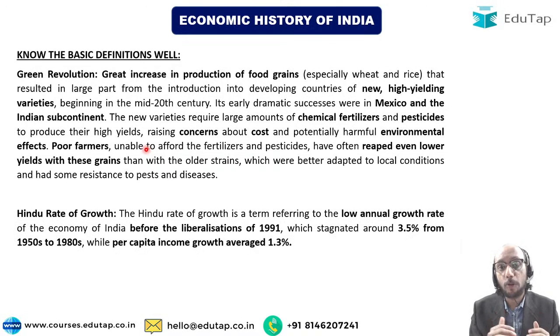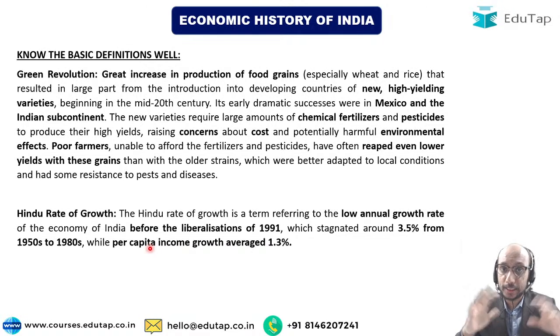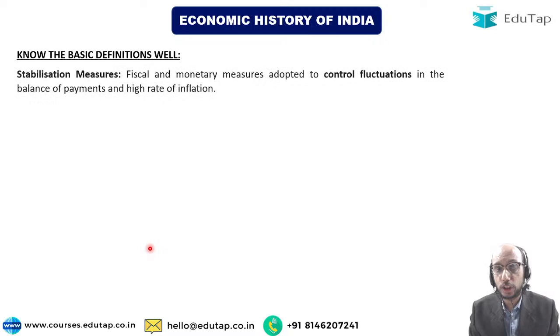India had a Hindu rate of growth right through the pre-liberalization era. So right through 60s and 70s and 80s, India was considered to be having a Hindu rate of growth. If they ask you what is the meaning of Hindu rate of growth, or if you get an opportunity to talk about it, Hindu rate of growth is a term referring to low annual growth rate of economy before liberalization of 1991, right? Our growth stagnated around 3.5% right from 50s to 80s, while per capita income growth averaged only 1.3%. What am I trying to say? That you should know your basic definitions and basic concepts very, very well, right? You should have the basic summary in mind so that you are in a position to give good answers.